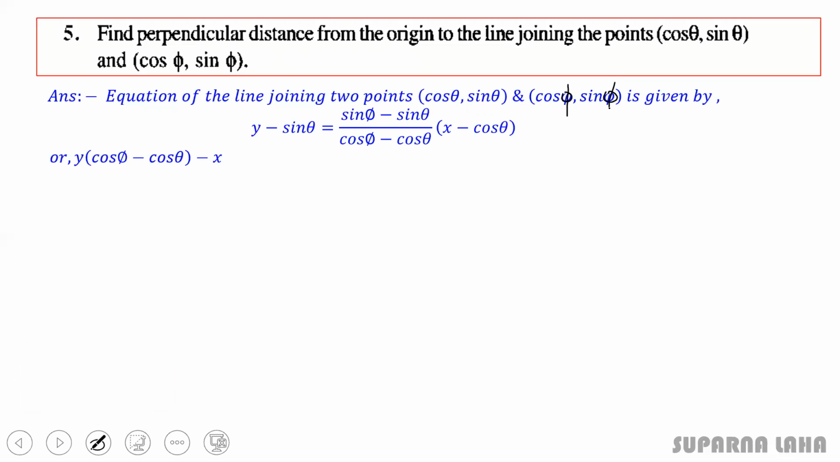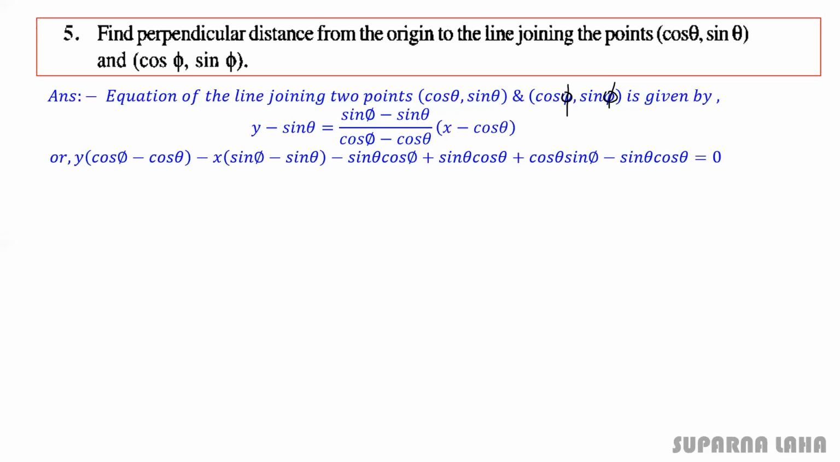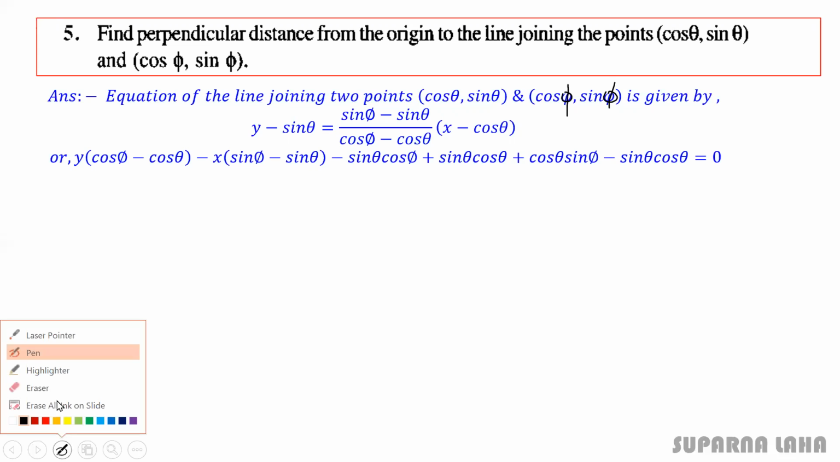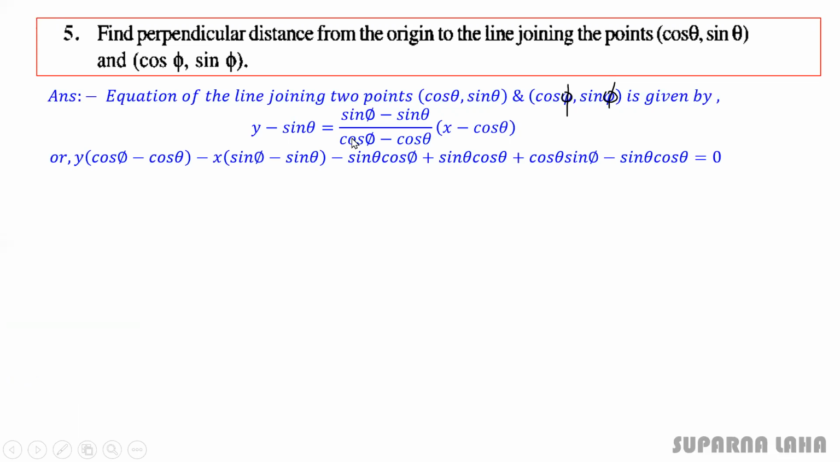Cross multiply it: y into (cos phi minus cos theta) minus x into (sin phi minus sin theta) minus... look here, sin theta into cos phi minus... so minus sin theta into minus cos theta, that is plus sin theta cos theta, and sin phi into minus cos theta, that is minus sin phi cos theta, and take it to the left hand side, that is plus cos theta sin phi.